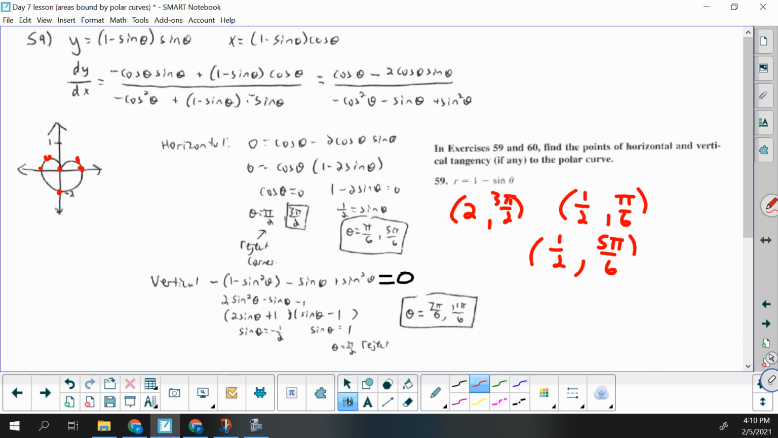Well, our points now, because I forgot to write those, we'll have something comma 7 pi over 6, and we'll have something comma 11 pi over 6. So 7 pi over 6 in sine is going to be a 1/2, but those are both the negative quadrants. So 1 minus a negative 1/2 will give us 3/2. And then same thing for the other one. We'll have 1 minus a negative 1/2, so we'll get 3/2.